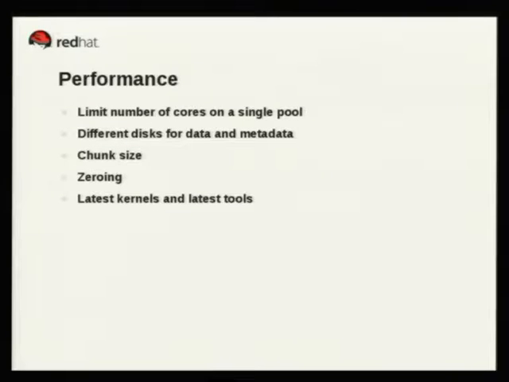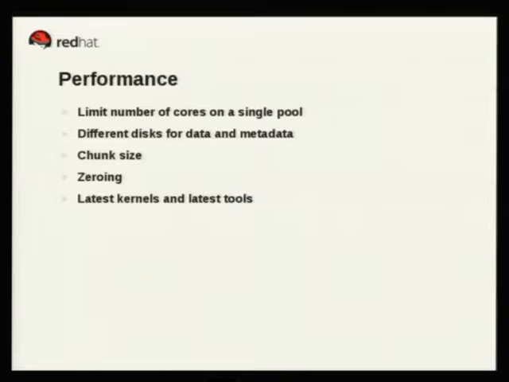Some performance tricks. I have seen a setup where the user was using, I don't know, 100 CPU cores, and he was pushing a lot of parallel jobs running on a single pool. Of course, this is not a good idea. At this moment, after discussion with the main authors of the target, I would not go above 16 parallel jobs pushing to a single pool. So think twice and use more pools. It's not always necessary to use a single pool.